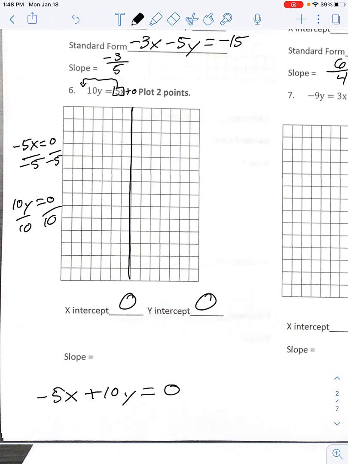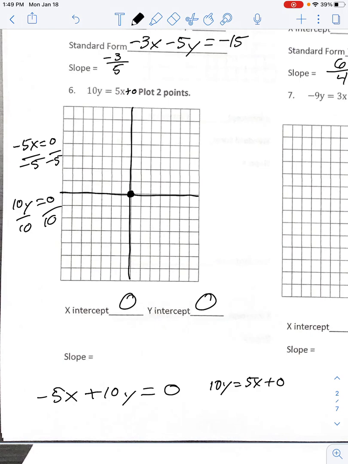Okay, so now plot our intercepts, which is right here. Now the question is, what is the slope and how do we draw our line? You can't necessarily do this with just the standard form. So we actually need to go back to the original equation right here. 10y equals 5x plus 0.